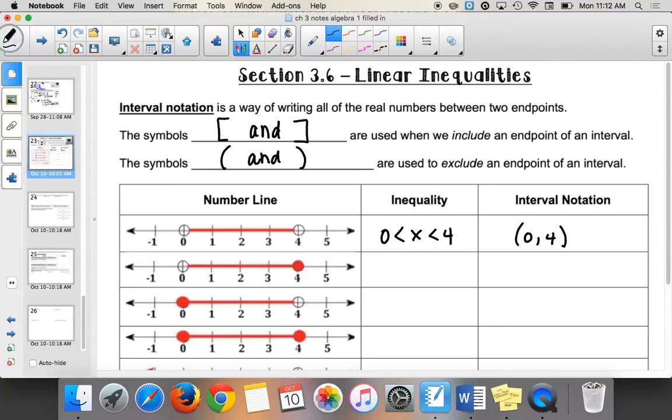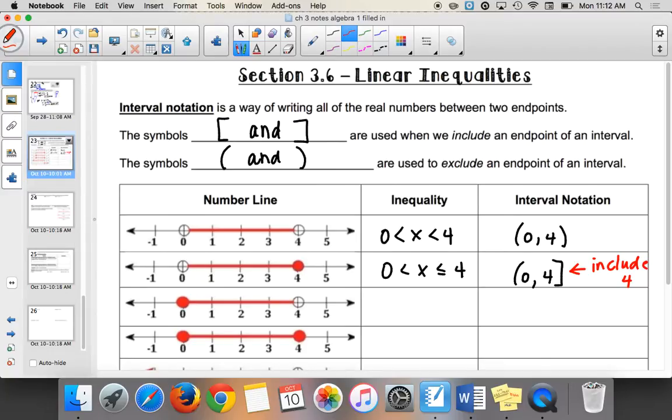Okay, so what if I have 0 and 4 like that, but I don't include 0, I do include 4? Then it would be 0 is less than x, which is less than or equal to 4. Do you guys see why I have the equal to 4? Because the 4 is filled in. So with interval notation, it would look very similar. We'd still have a parenthesis on the 0, but we'd have 4, and then a bracket. This bracket means that we include 4. So 4 has been shaded as well.